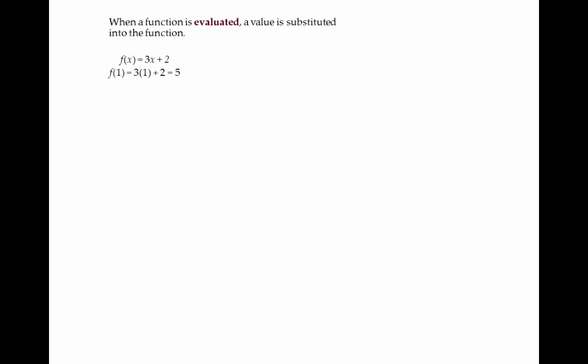Then, when a function is evaluated, a value is substituted into the function. So let's say we have a function. We already established that all linear equations except a vertical line are functions. So this would be an example of that. If I have y equal to 3x plus 2, if it is a function, then instead of y, we can call it f of x. That's a fancy way to write the name. So f of x means we have a function in terms of x. That's all it means.